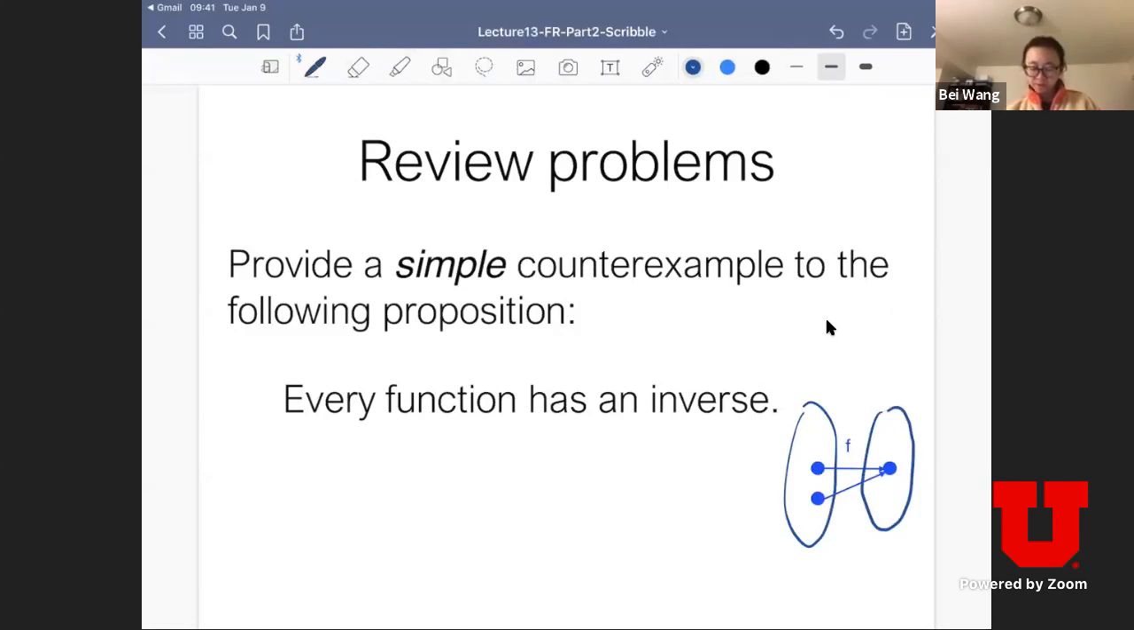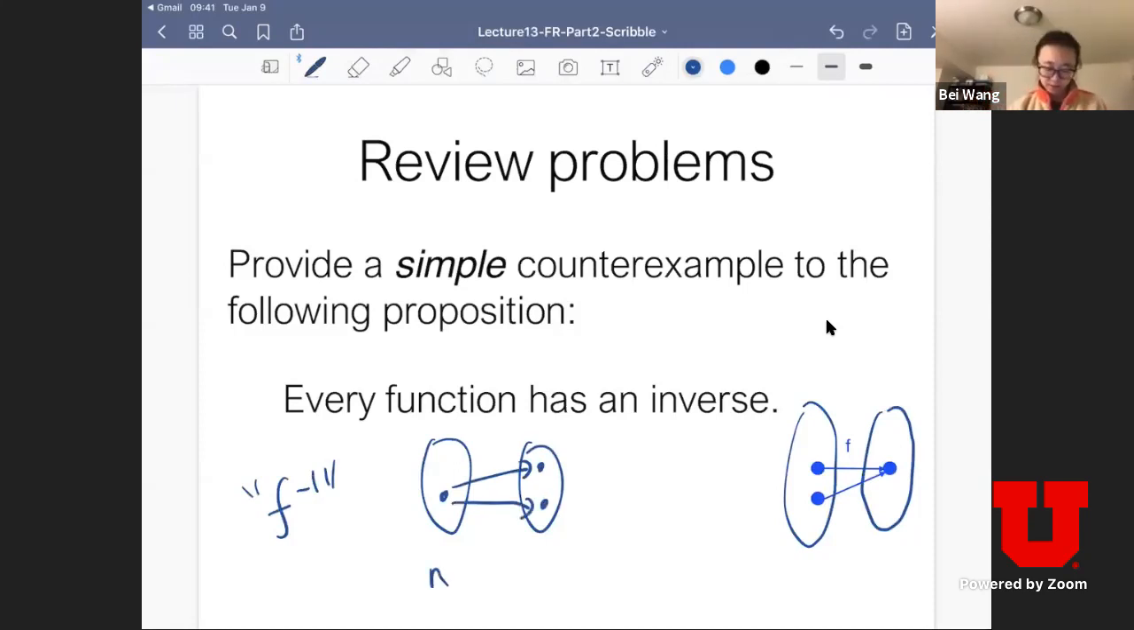Two elements in the domain mapped to the same element in the codomain. If I take the inverse, hypothetically, if I try to take the inverse, I get something like this, right? Because I revert the arrow. And then this is not a function, which means the inverse does not exist.